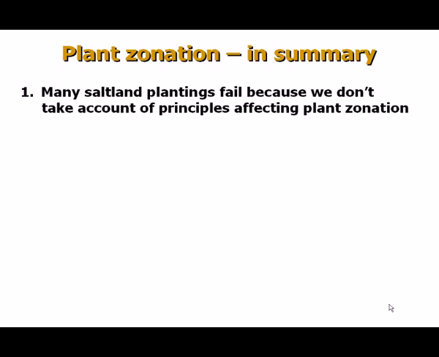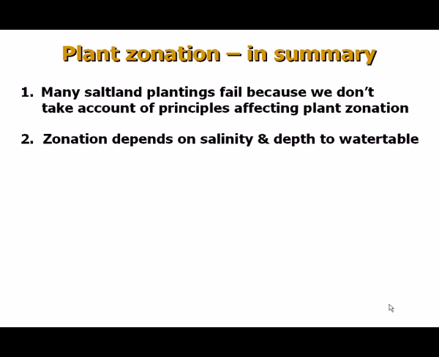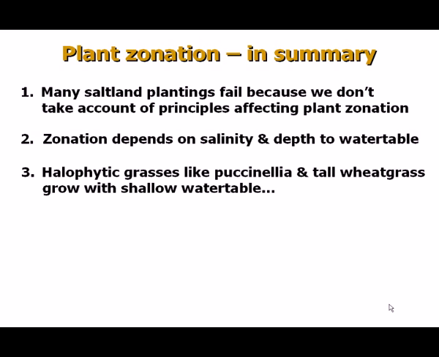So, plant zonation, in summary. Many saltland plantings fail because we don't take account of the principles affecting plant zonation. And these failures are really important because I think they erode one of the most precious things that we have, which is the hope that we can actually achieve good and useful things. We can't afford failures because that erodes people's capacity for hope. I think that zonation depends on salinity and depth to water table. There are probably a few other things that are going to come along, but the main game is understanding salinity and depth to water table.